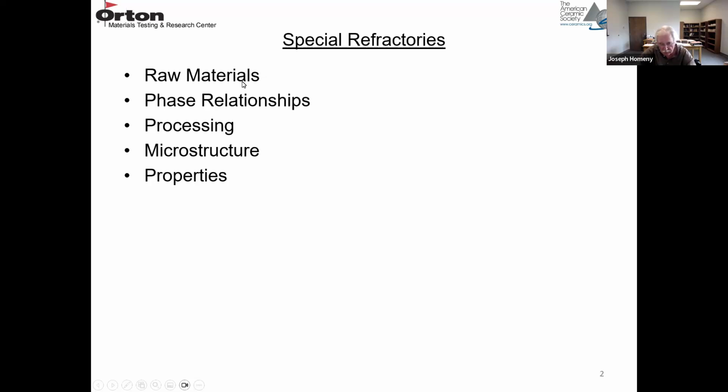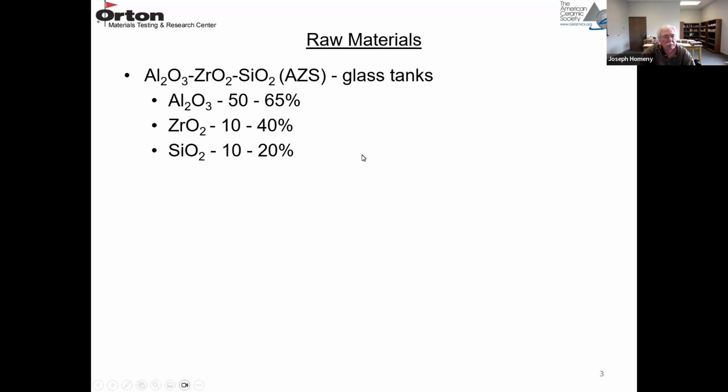And we'll follow the same pattern we've been following. We'll look at the raw materials, the phase diagrams, how these are made, what their microstructure looks like, and a few of the key, most important properties.